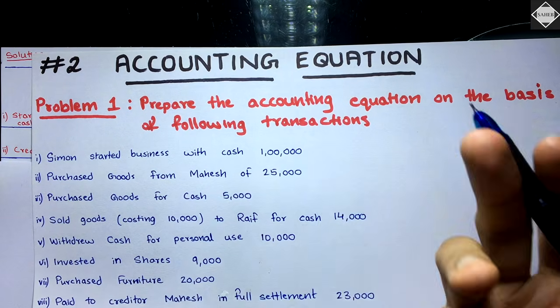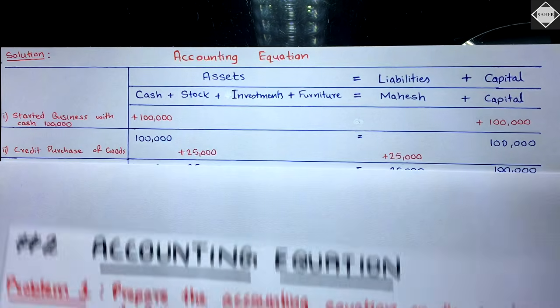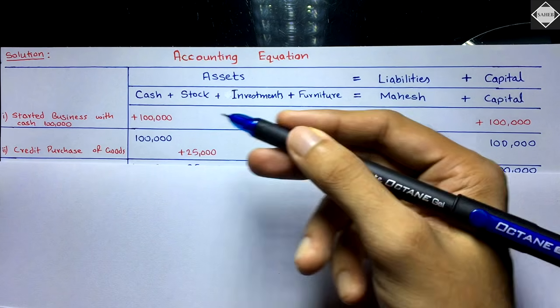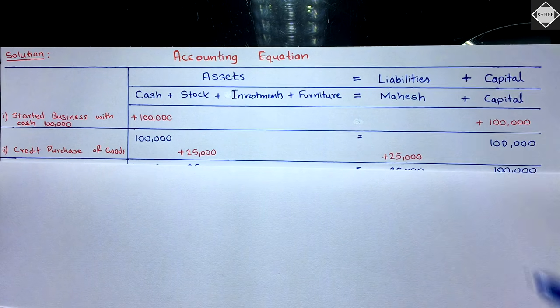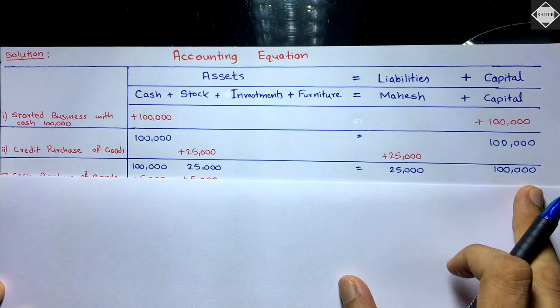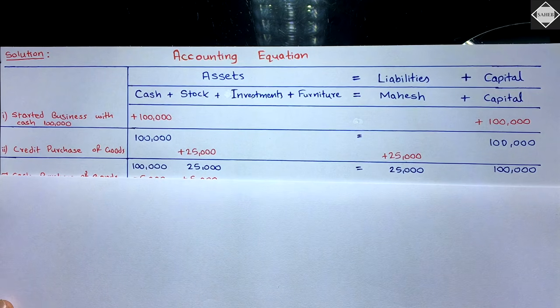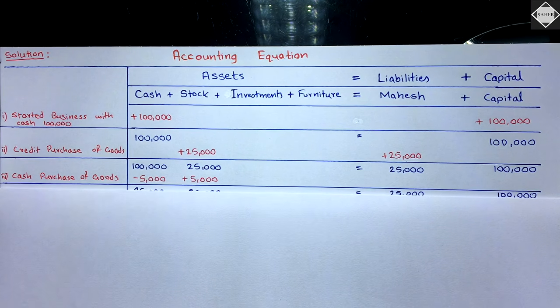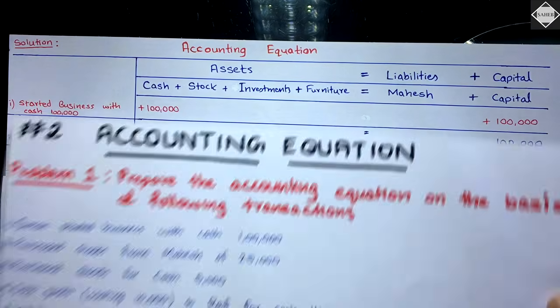Stock, inventory, whatever you want to call it, right? So that is also increasing. So simple, in the stock column you will make plus 25 and Mahesh plus 25. Clear? Easy? Yes. And then see the total balance column, 1 lakh, 25, 25, 1 lakh. So it's equal, LHS is equal to RHS. Okay, fine. The next transaction, third transaction, what did we have?